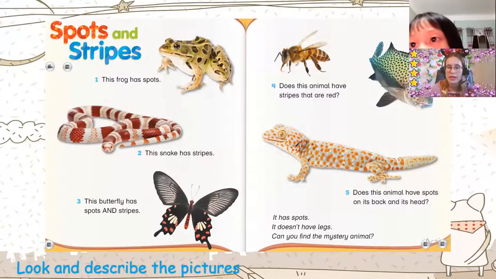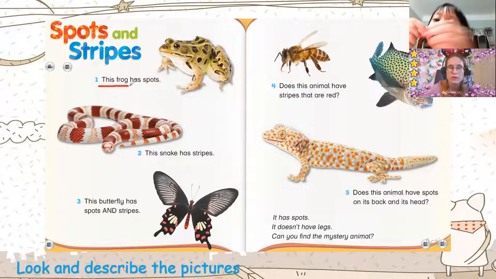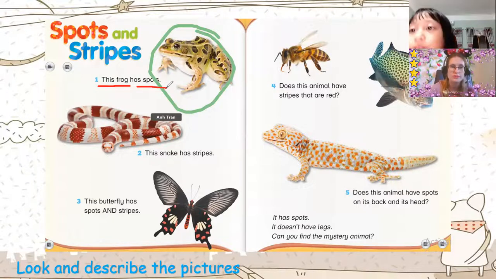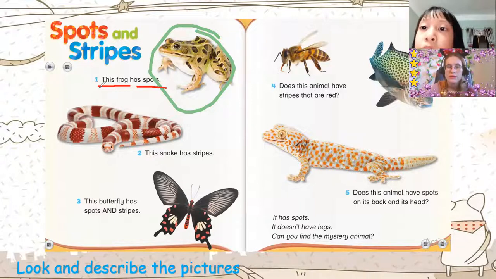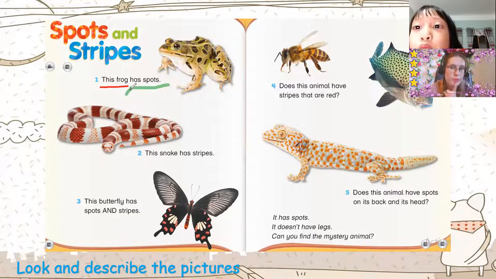All right, let's read. This frog has spots. This frog. Spots. This frog has spots. This frog. Yes, frog. This frog has spots. Has spots. Good work.